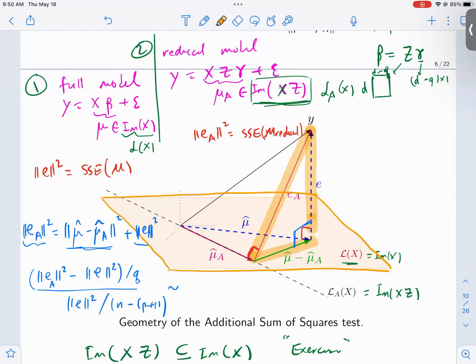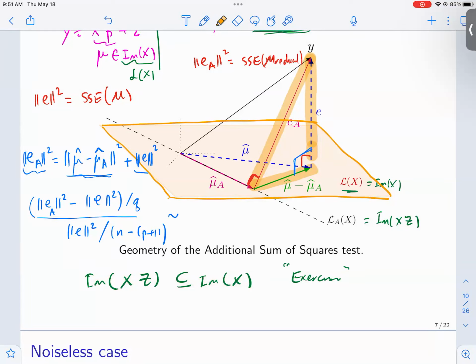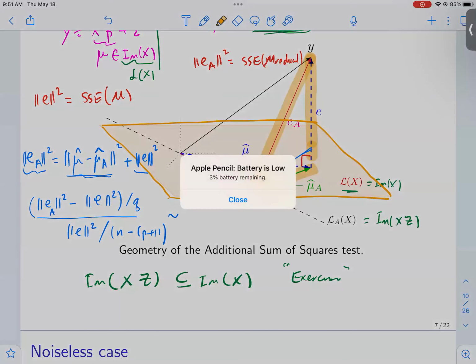For the reduced model, I plug in the constraint, which is beta equals z gamma. I get a new design matrix, a new regression. This design matrix has an image, the image of xz, and this image of xz will be inside the image of x, which is very easy to show as an exercise. Your book writes this as L of x constrained by A, which is not necessarily a good notation.